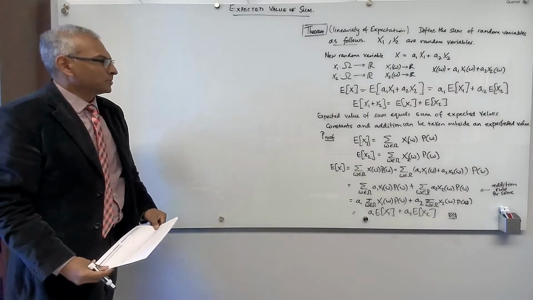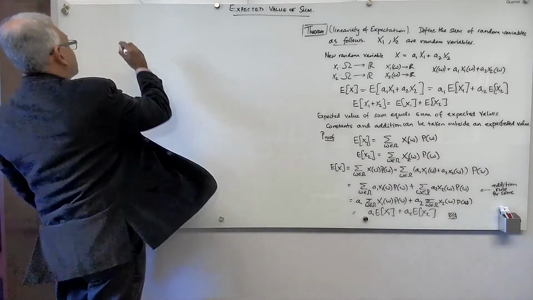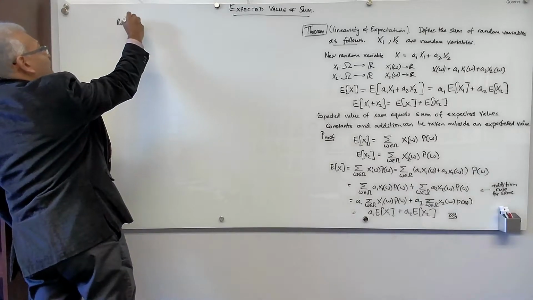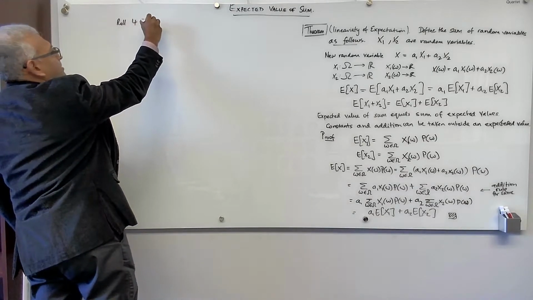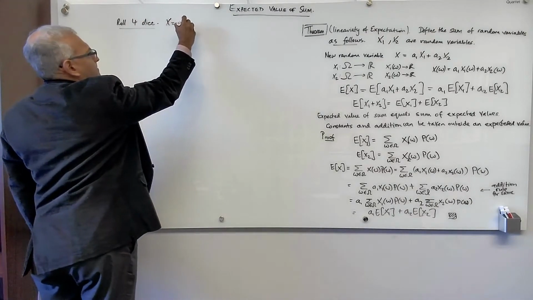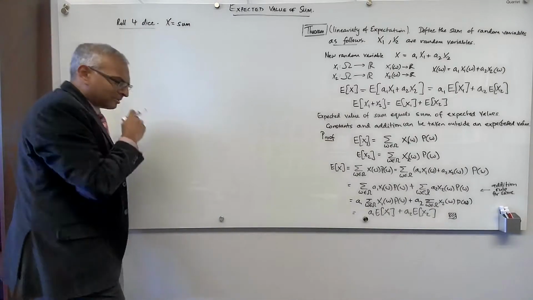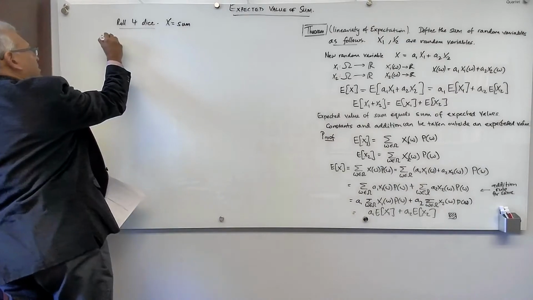Let's start with the sum of 4 dice. So you roll 4 independent fair dice, and take the sum. So X is the sum. The measurement we take is the sum of the values. And we might ask, what's the PDF for X?